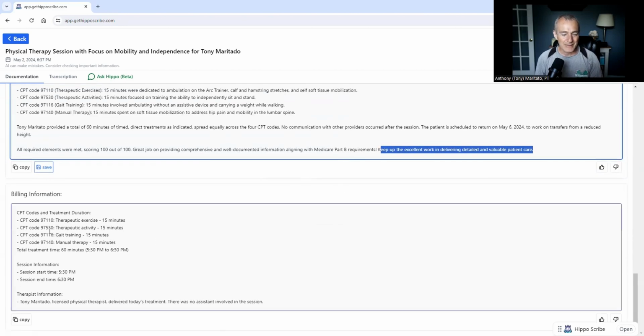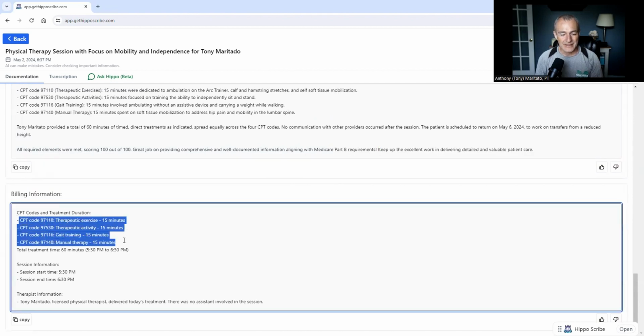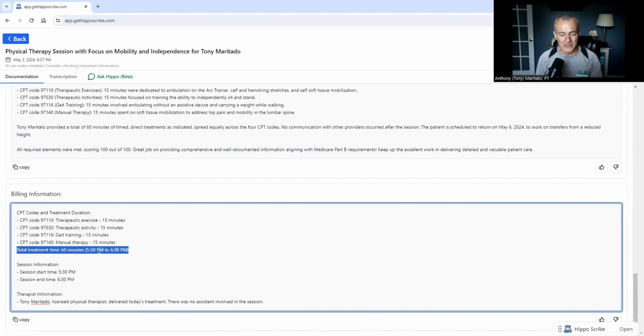And then I was just playing around with a couple other things. So this is a different format for the billing. We've got our 4 CPT codes, total treatment time in minutes, start time, finish time, right there, therapist, spelled wrong again, licensed physical therapist, delivered today's treatment.